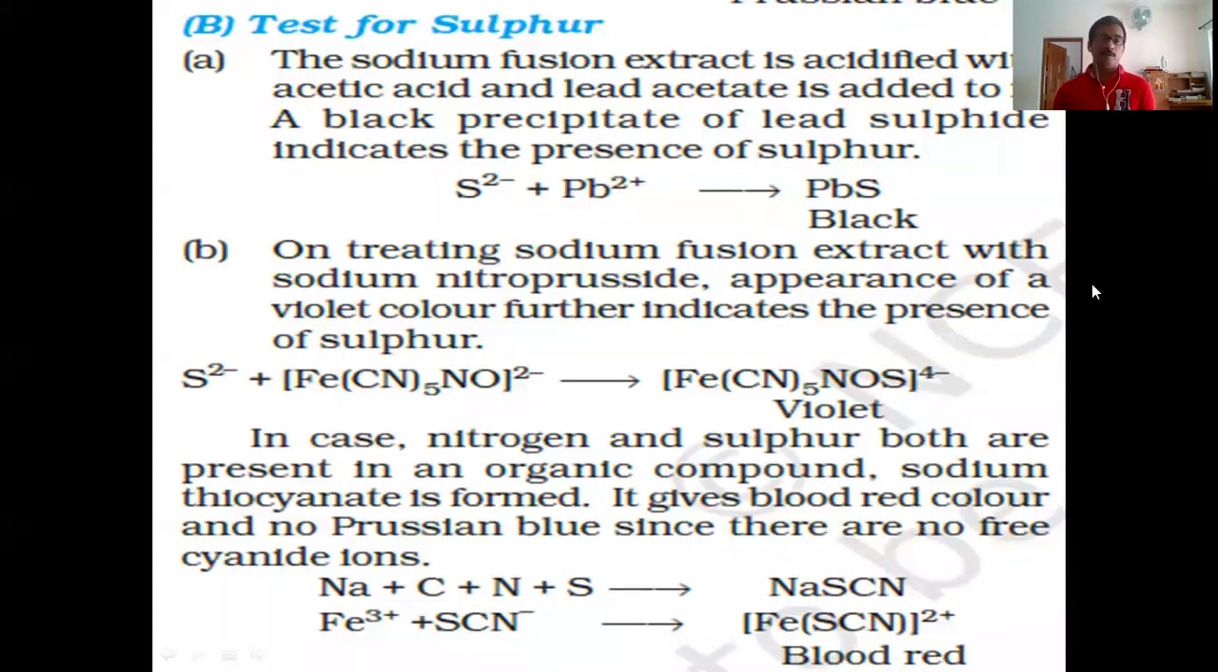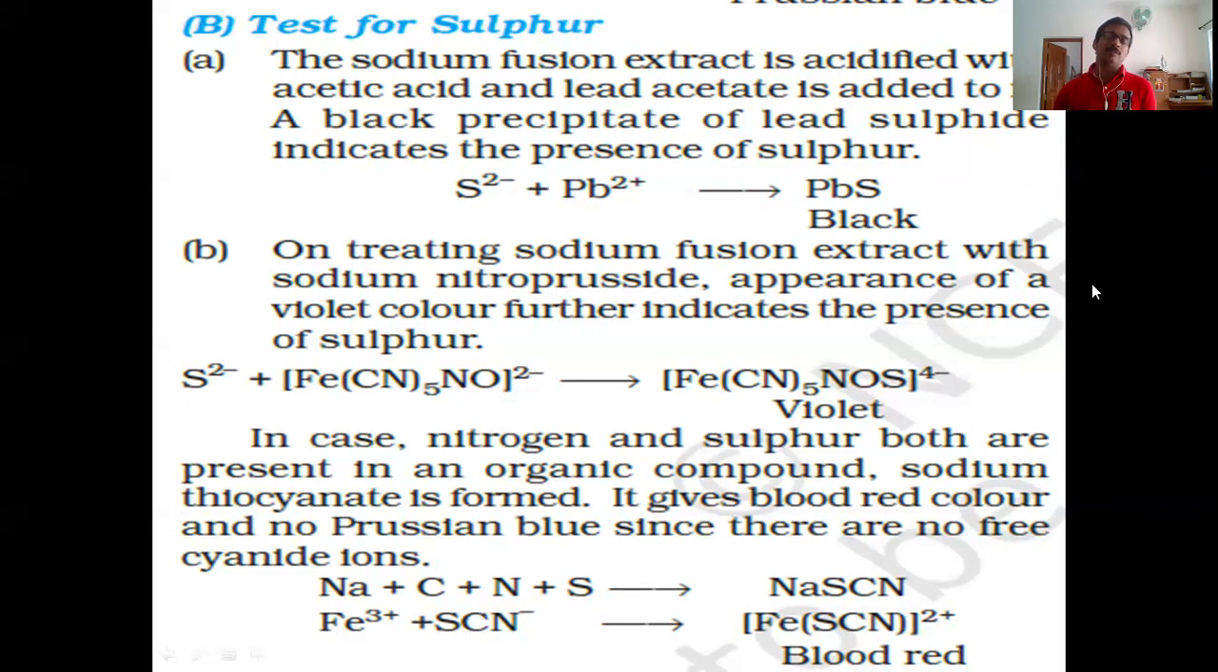Okay, now test for sulfur. If sulfur is present, take the sodium fusion extract, acidify with acetic acid, then add lead acetate solution to it. When you add lead acetate, it will react with the sulfur in sodium sulfide to form lead sulfide, which is black in color. So you can see the formation of a black precipitate. If there is sulfur, you will get the black precipitate of lead sulfide. So that black precipitate indicates the presence of sulfur.